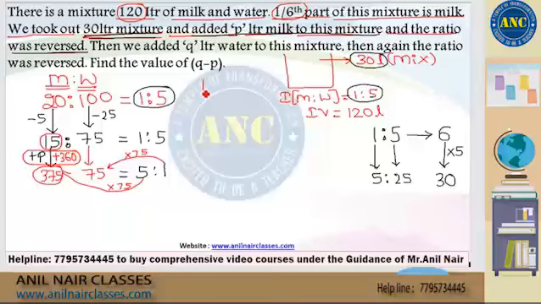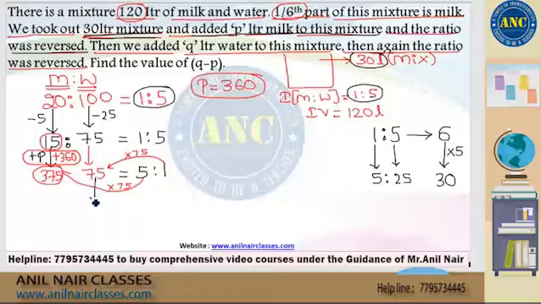I believe that finding out the variables in these questions is very clear for you. Now continue the question. Then we added q liters of water to this mixture. Then again the ratio was reversed. That means I am adding q liters of water to this mixture. So the ratio is reversed once again. 5:1 became 1:5 once again.